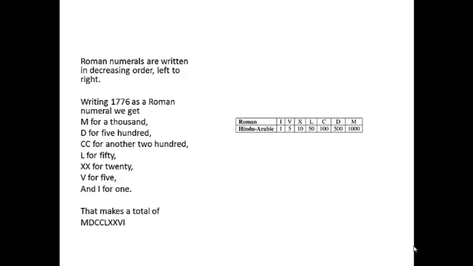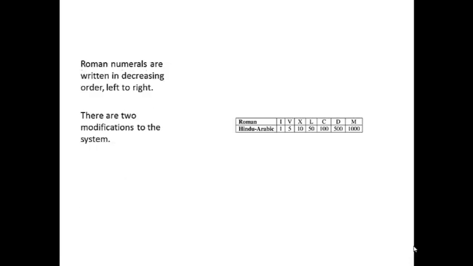Writing the year 1776 as a Roman numeral, we would have M for 1,000, D for 500, CC for another 200, that's 700, L for 50, XX for 20, that's 70, V for 5, and I for 1, that's the 6. There are 2 modifications to this system.